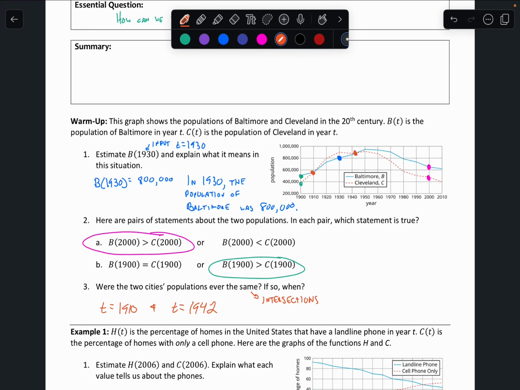If we wanted to write it in function notation, we could say Baltimore's population in 1910 was equal to Cleveland's population in 1910. We could also say that Baltimore's population in 1942 was equal to Cleveland's population in 1942. So that's how we would write that in function notation to show that the two populations were the same. Okay, so that's the warm-up. Check to see how you did on those, and then we'll move on to example 1.